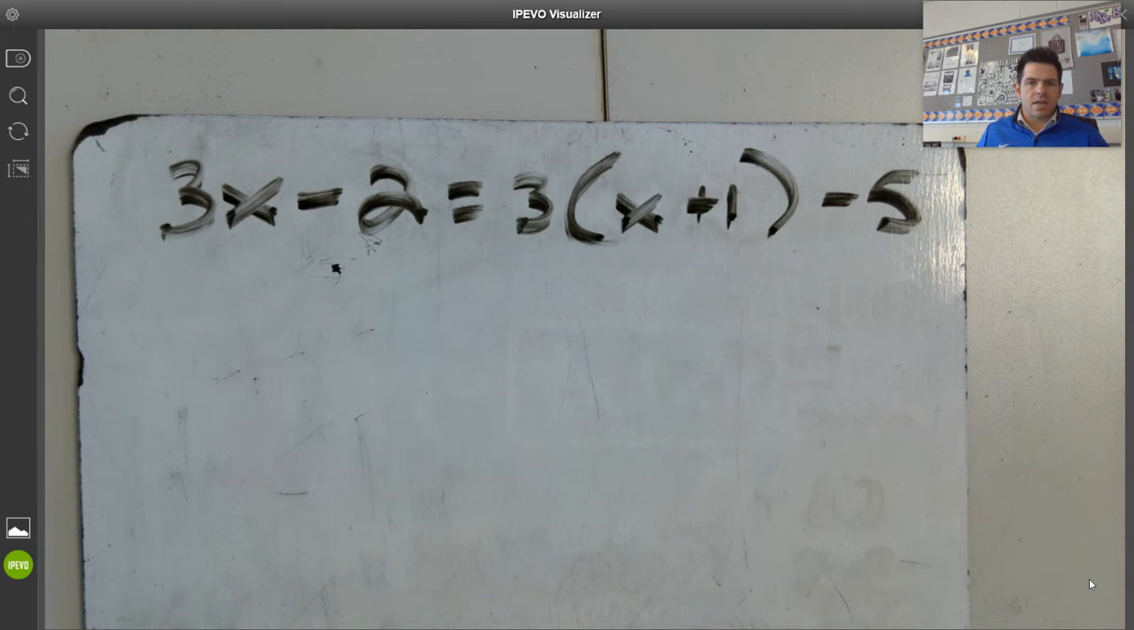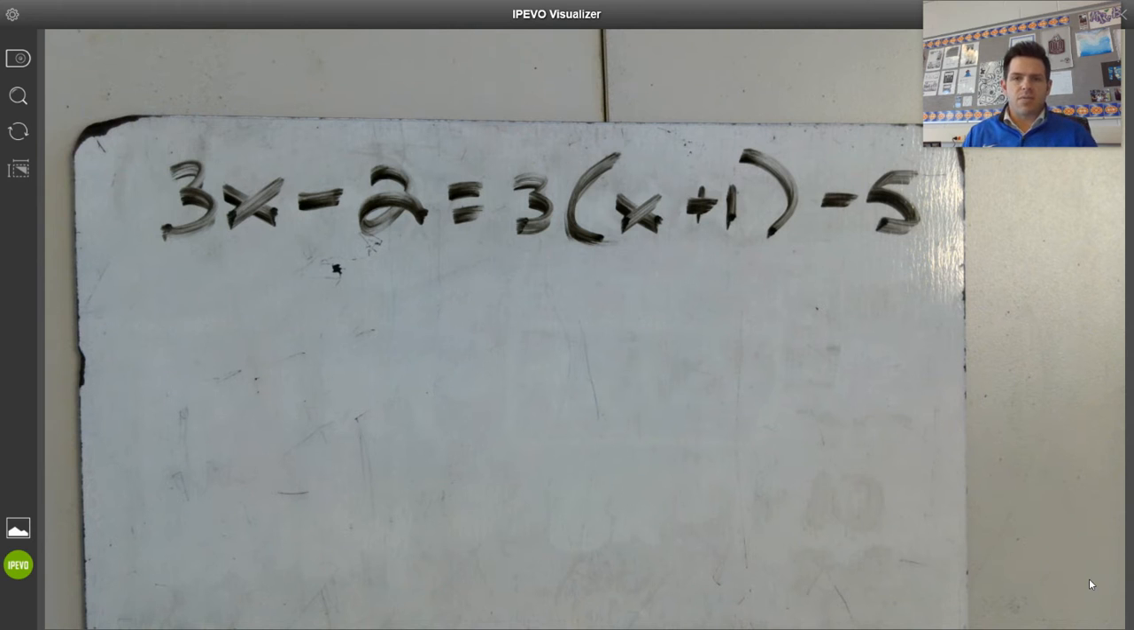In this case scenario, we have our variables on both sides of the equation, both the left and the right, going ahead and trying to solve the problem. So here, take a look at this problem. 3x minus 2 is equal to 3 times the quantity, x plus 1 minus 5.